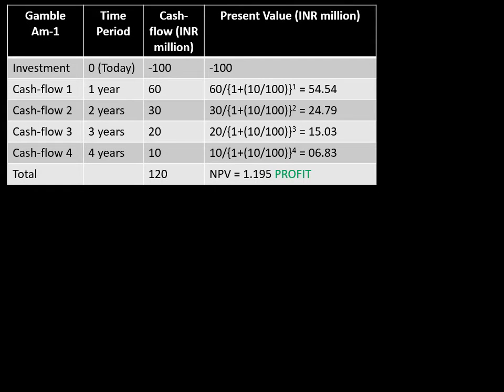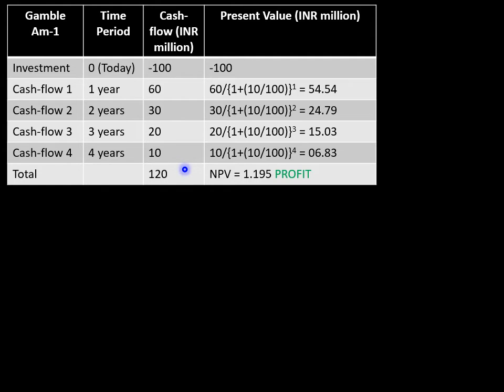Here's Gamble AM1. I've put in the same numbers in the table. You put in 100 million, the negative sign implies that it's an investment, it's an outlay of cash. At the end of year 1, you have 60. At the end of year 2, you have 30. 20 at the end of year 3. 10 at the end of year 4. Now, if I add this, it comes to 120. Now, it seems profitable, but is it?